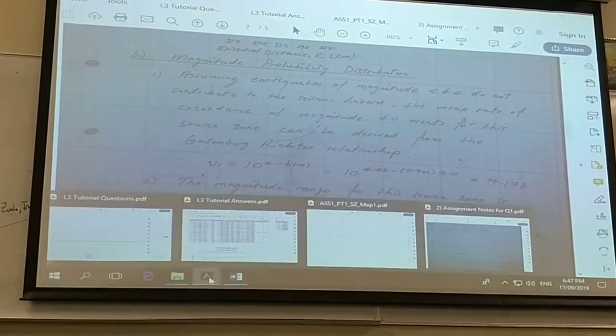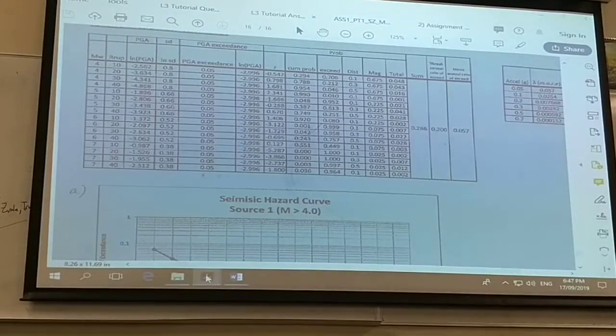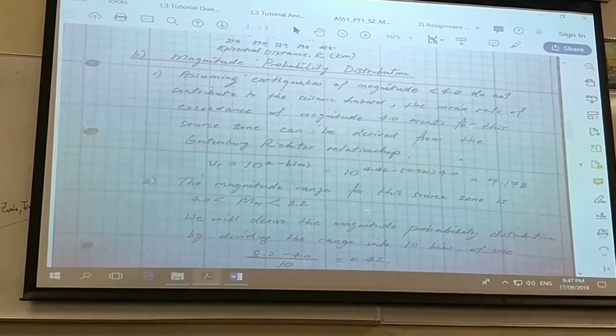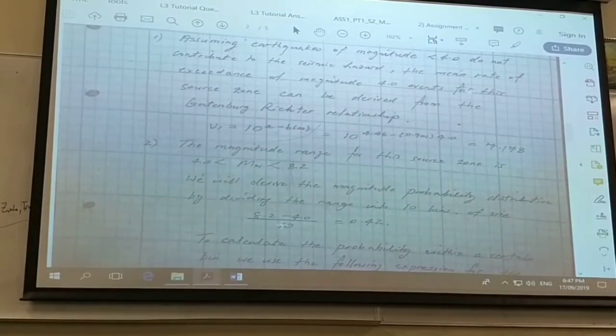So remember in this example here, this threshold annual rate of exceedance of 0.2. You're going to have to calculate that for each of your source zones, right? Which is basically, once you've got your Gutenberg-Richter relationship, just plug in the value for magnitude 4, and you'll get that value here. Well, what's that value actually mean?